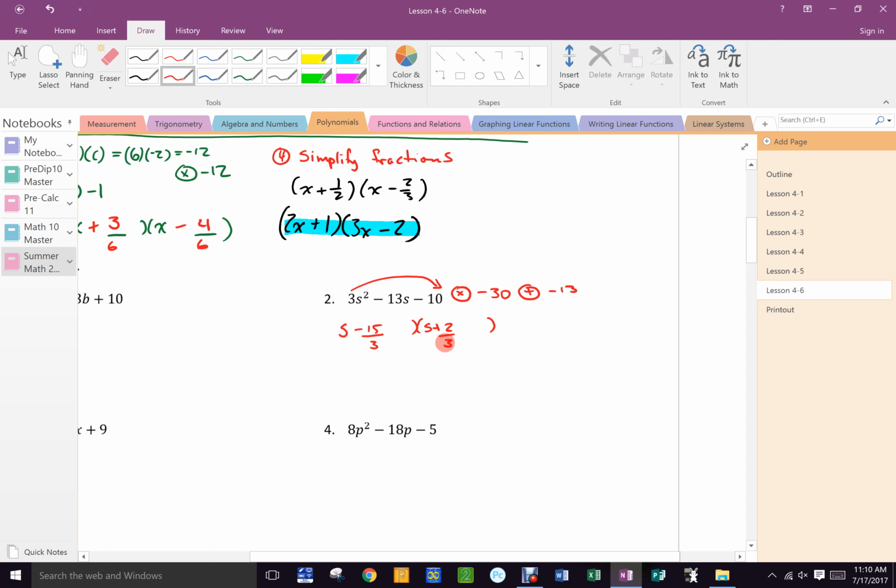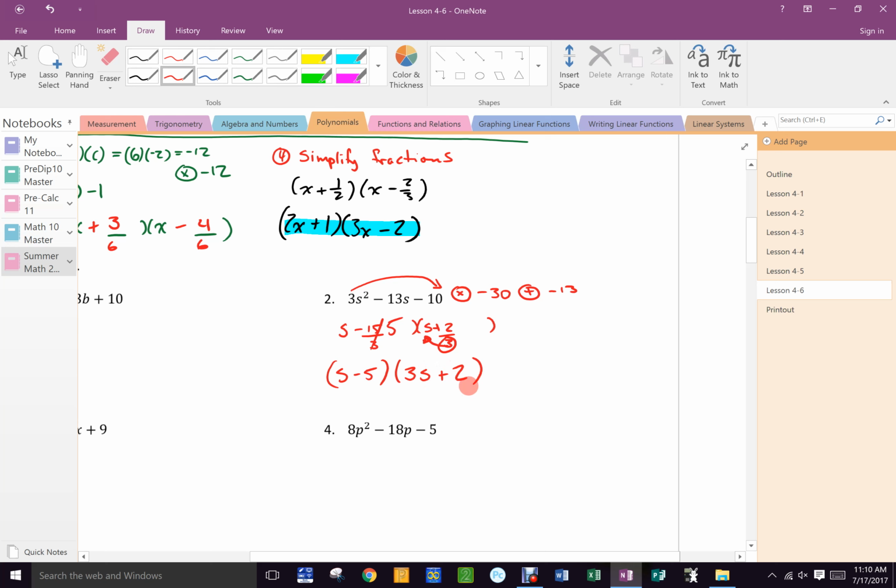Are there any fractions that can be simplified? 15 over 3 is what? 5. So that's now 5, yes? Does that simplify? No, so how do I get rid of that 3? Times by 3, which means that 3 is going to just move to where? It's going to move up to the x, and I'm going to get 3x plus 2.